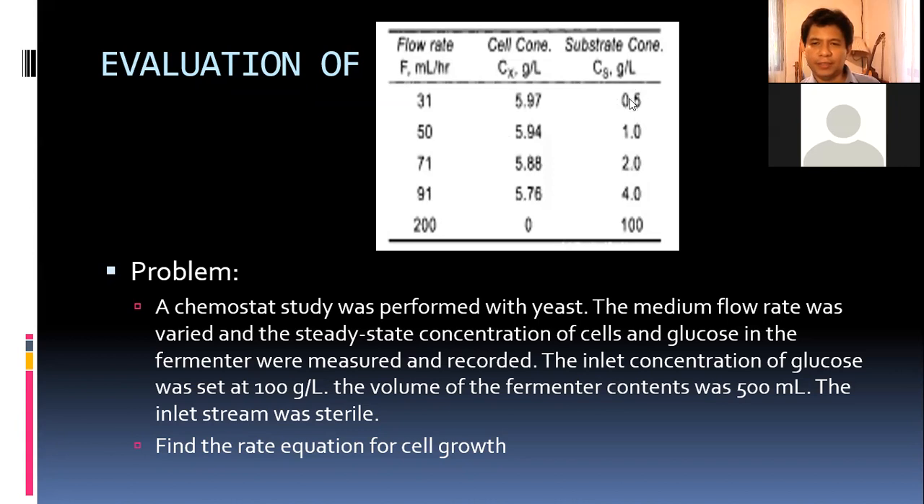1 over S, itong 1 over C sub S, yung X. Tapos yung Y naman is 500 divided by 31 divided by 50, etc. Ano? Lagi nyo gagamitin yung 500. Okay? Question regarding this problem?